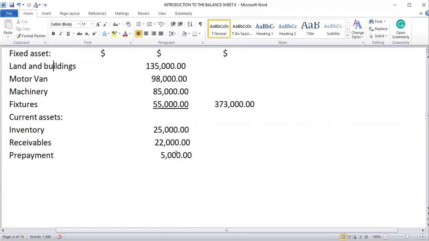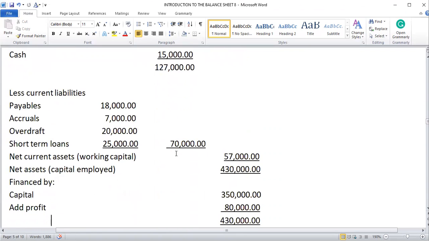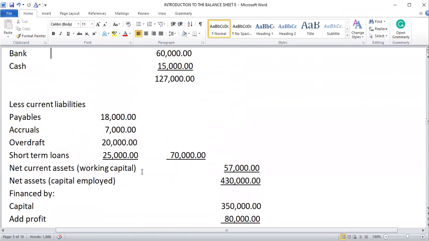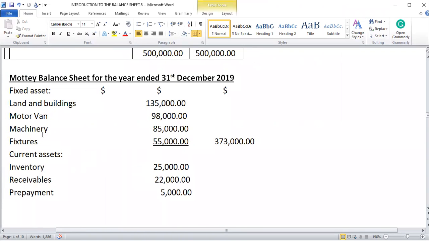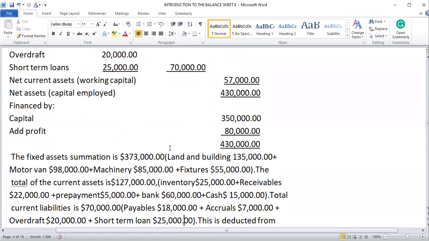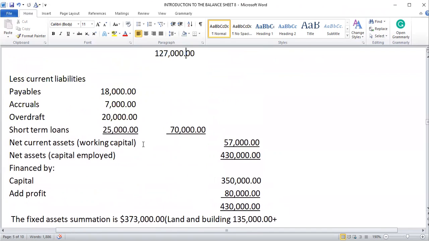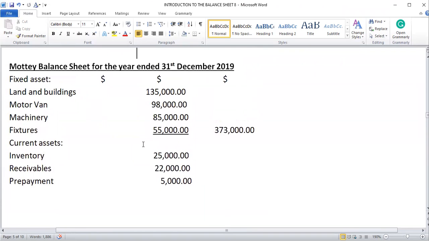I'm just going through the notes so that you know what I'm putting there. Plus machinery, $85,000. Plus fixtures, $55,000. So when you come here, the same fixtures, $55,000. The summation of all this is what? $373,000 fixed assets.